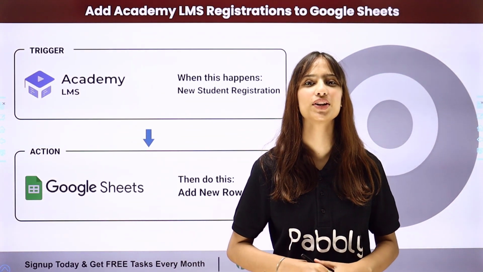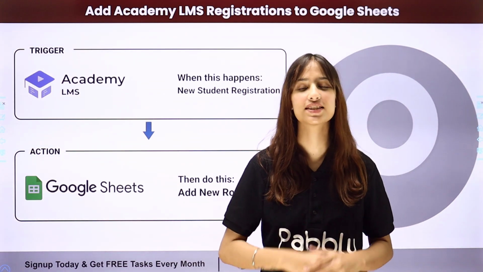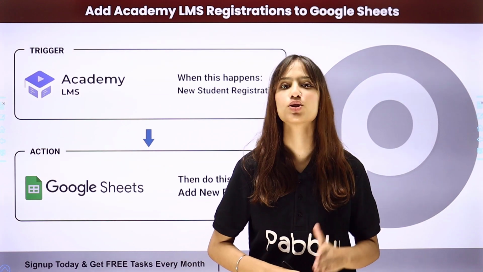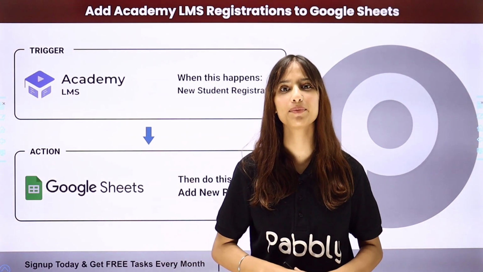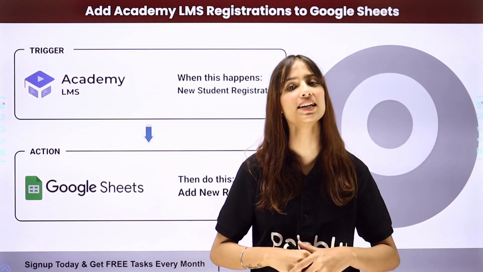So in today's video, we are going to understand how to add Academy LMS registrations to Google Sheets. So here let's assume that I offer some courses on Academy LMS. So my objective is that whenever there is a new registration, I want to add the new registrant details in a Google Sheet.